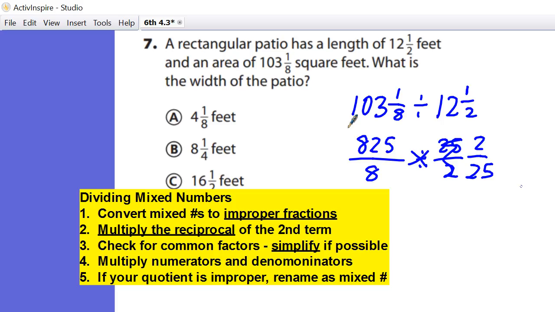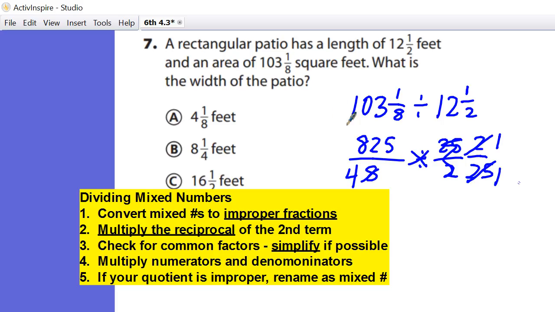The third step is to check for things that simplify. 2 and 8 share a factor of 2. 2 divided by 2 is 1, and 8 divided by 2 is 4. And a lot of kids would look at this and be suspicious, does 25 go into 825? And it does. 25 goes into anything that ends in 25. So I'll try to explain how you can do this mentally. 25 goes into itself just once.